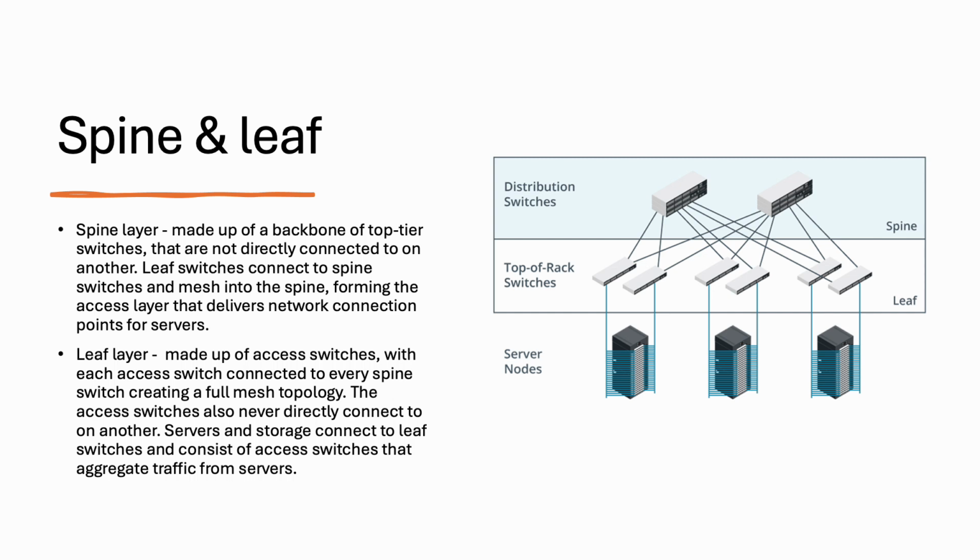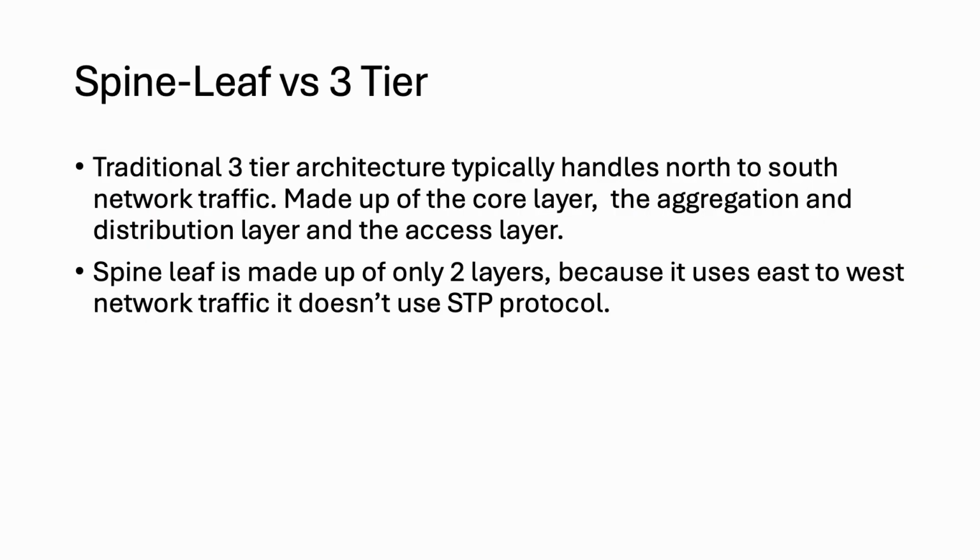Servers and storage connect to leaf switches and consist of access switches that aggregate traffic from the servers. And then the picture on the right is just an example of what a spine and leaf topology would look like. In this next slide, I'm just going to go over some of the differences between spine and leaf topology or architecture versus a traditional three-tier architecture.